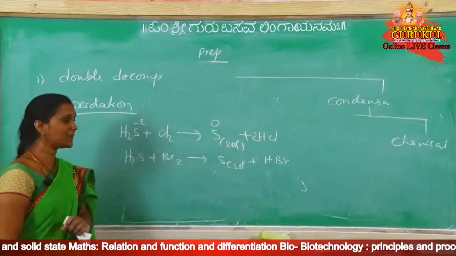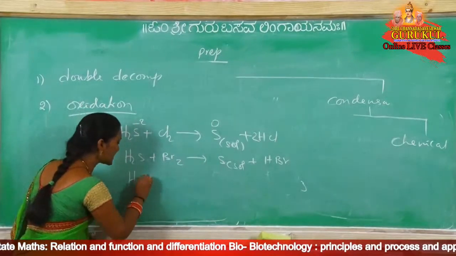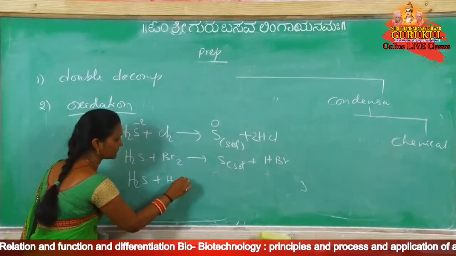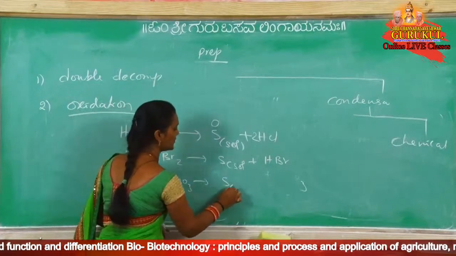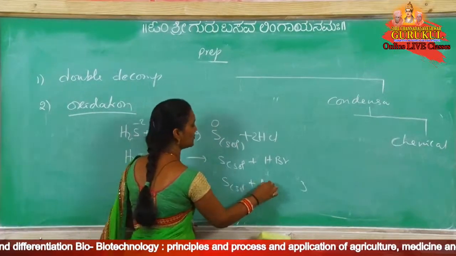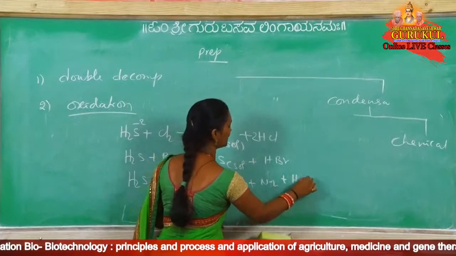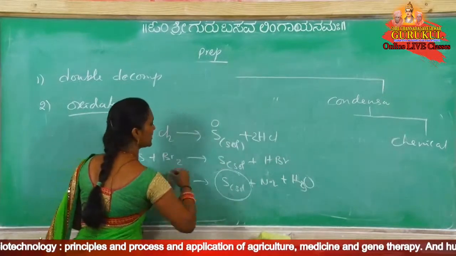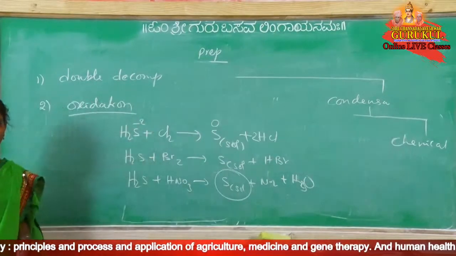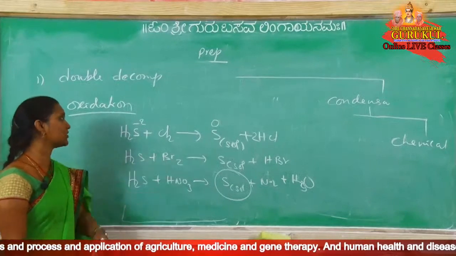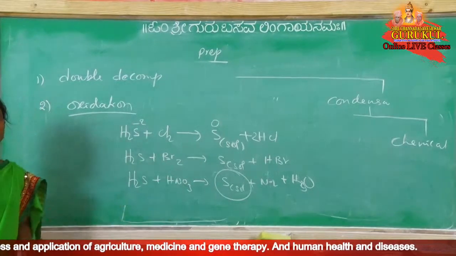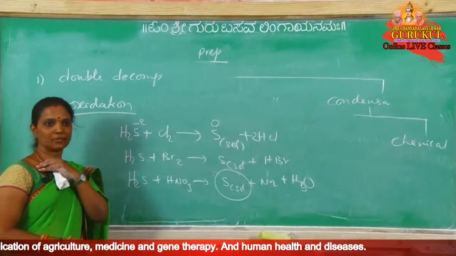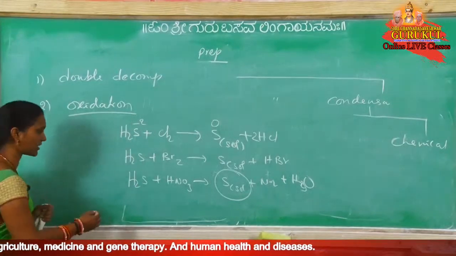And a very important, repeated example here, H2S plus HNO3 gives sulfur sol plus NO2 plus H2O. Here we are getting sulfur sol when reacted with nitric acid. Any oxidizing agent we can use, oxidation takes place, hydrogen sulfide is oxidized to sulfur.